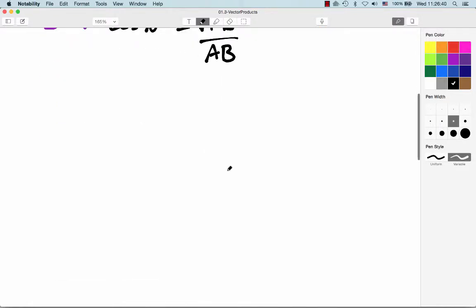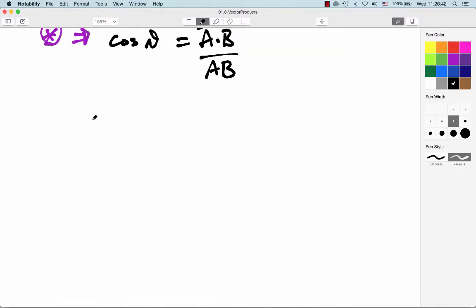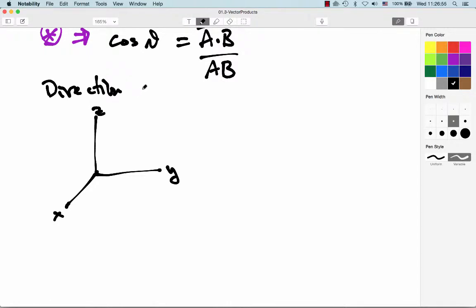Now this comes really handy when you need to identify what are called the direction cosines of some vector. Direction cosines. So let's say this is my vector A, like so. The angle between the x-axis and A is usually denoted alpha. Between the y-axis and A is beta, and between the z-axis and A is gamma.